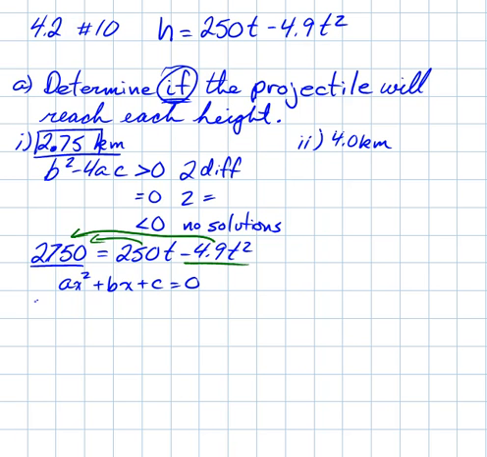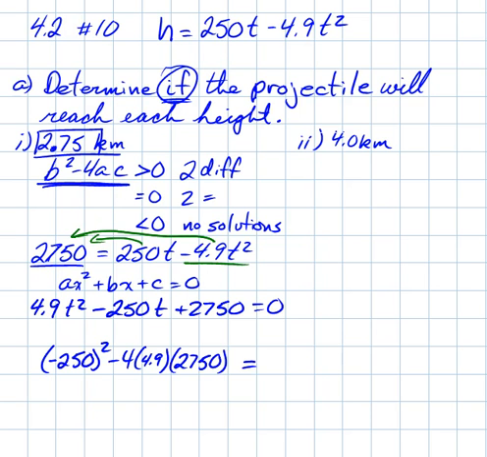So if that's the case, we get 4.9t squared minus 250t plus 2,750 equal to 0, and we just plug that into this discriminant to see if we get something greater than or equal to 0. And when we check that out and plug it into the calculator, I get 8,600. So I've got something greater than 0, so that must mean it has two solutions.